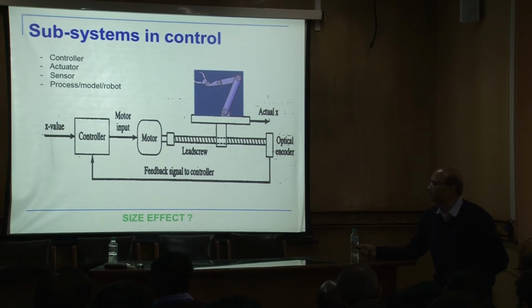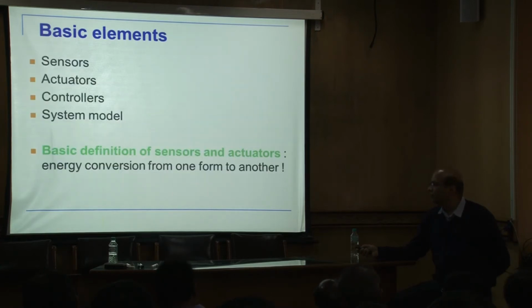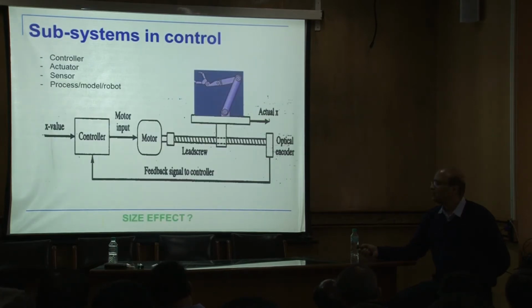So if we ask what is the definition of an actuator or a sensor, actuator or sensor is essentially an energy conversion device. An actuator converts one energy to another energy, and sensor essentially converts again energy back to another energy. Okay? So the basic definition of sensors and actuators is energy conversion from one form to another. Okay? So here it is electrical to mechanical, here it is mechanical to electrical. Why? Because this fellow only understands electrical, it doesn't understand anything else.